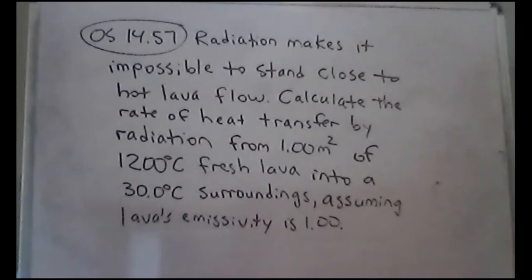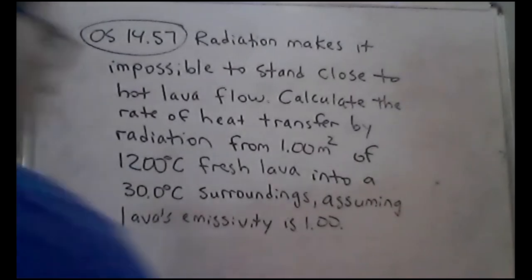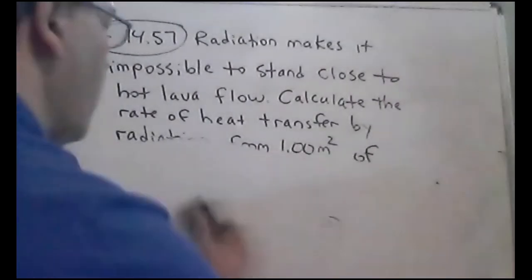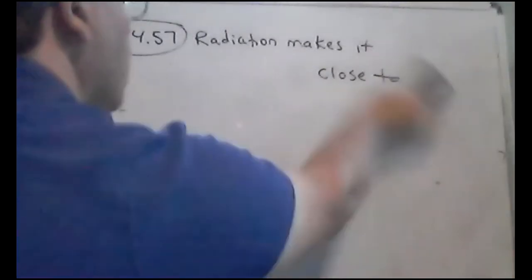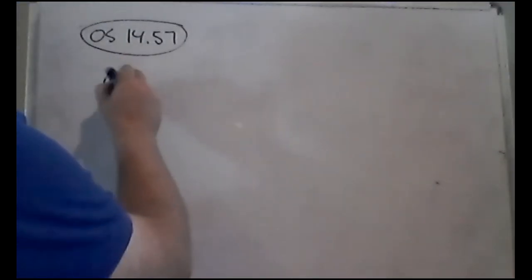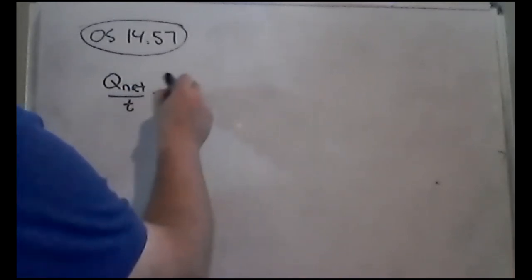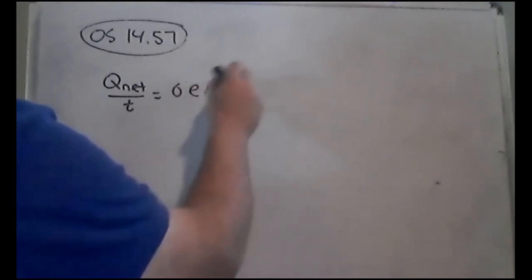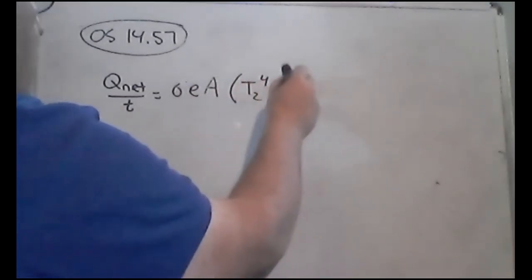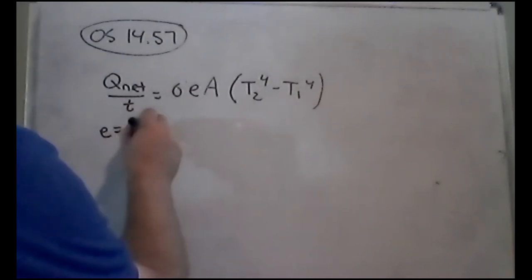All right, radiation makes it impossible to stay close to hot lava flow. Calculate the rate of heat transfer by radiation from 1.00 meters squared of 1200 degrees Celsius fresh lava into 30.0 degrees Celsius surroundings, assuming lava's emissivity is 1.00. Okay, it's a fairly straightforward calculation. Remember what we just wrote here. Again, it's another application of what we just said. So again, Qnet over T is sigma E A times T2 to the fourth minus T1 to the fourth.